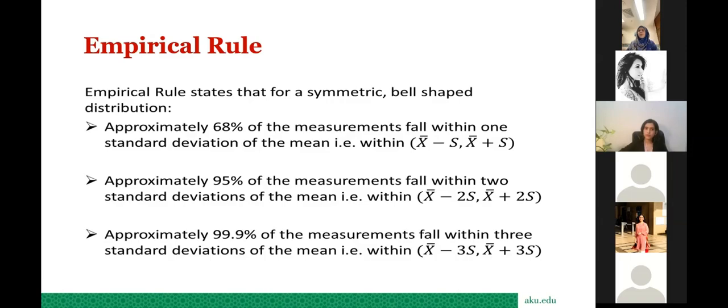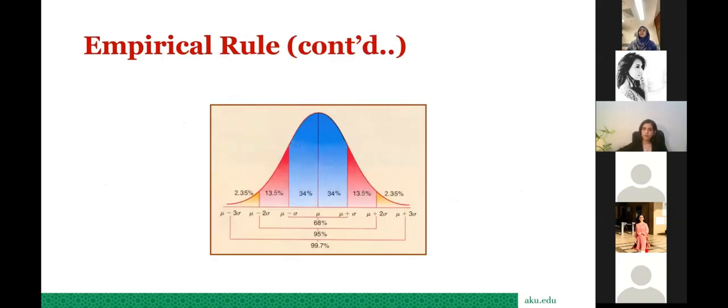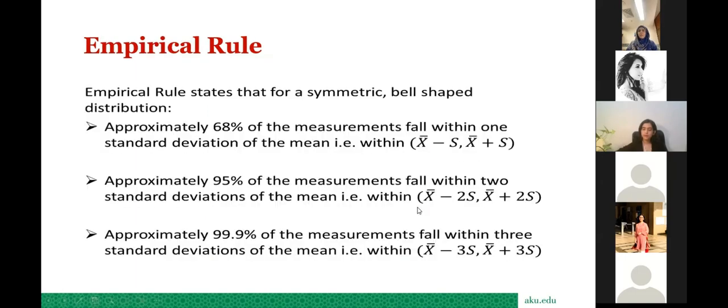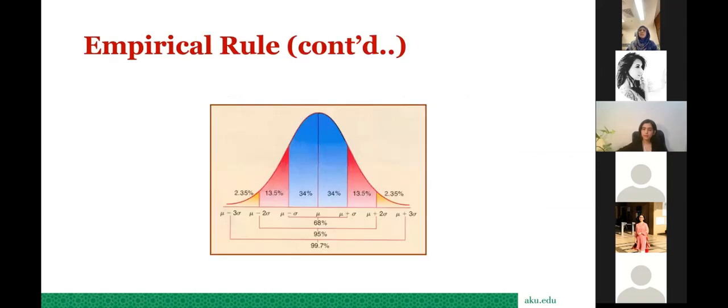And according to this empirical rule, 99% of our data should be falling within the 3 standard deviation. So as per the empirical rule, about 68% of the data falls within 1 standard deviation, right? About 95% of your data falls within 2 standard deviation, and about 99% of your data falls within 3 standard deviation.